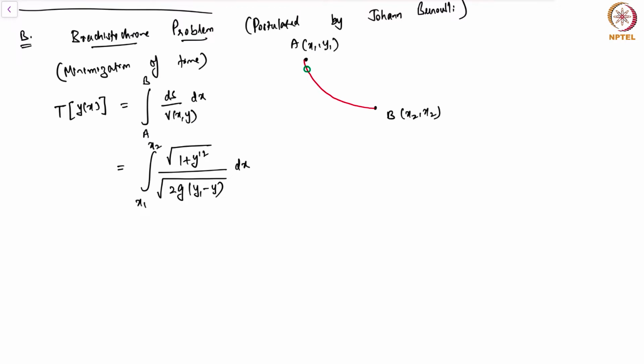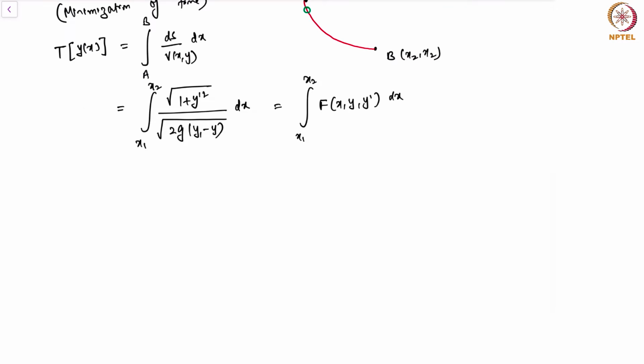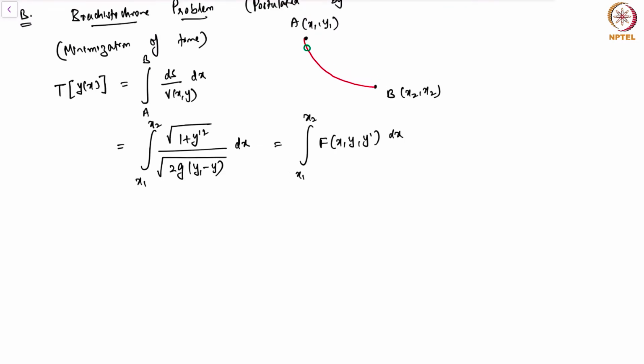The unknown that we will have to determine is this function y of x. So in other words, what we again have is a problem of the form integral x1 to x2 of some unknown function f, which could be a function of x, y, and y prime, dx. It's of this form. So in other words, the functional capital T depends on another function. This is the Brachistochrone problem. There are other examples as well.